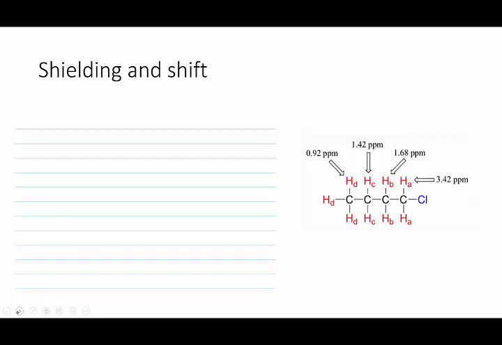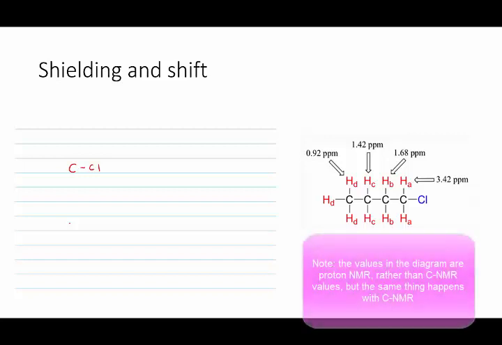Okay, so how does this work? It's got to do with shielding and shift. Okay, so if I have a carbon atom, in the molecule there are electrons, and the electrons provide some shielding from the magnetic field. If we've got another atom close to the carbon, so in this case here I've got chlorine close to the carbon, the chlorine is highly electronegative, so it is going to pull the electrons away from the carbon, and that's going to remove some of the shielding. So the carbon is going to be de-shielded.